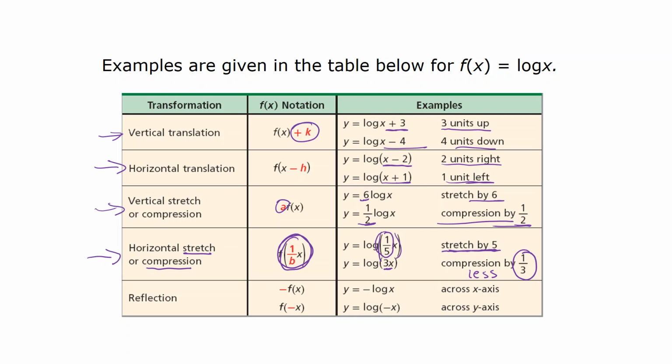Again, the reflection, if it's going across the x-axis, that's a change in our y, so we just do the negative of the whole thing. And if it's across the y-axis, the x is going to be the opposite, so we have to snuggle that minus sign up with our x in the parentheses. All right, same kind of stuff.